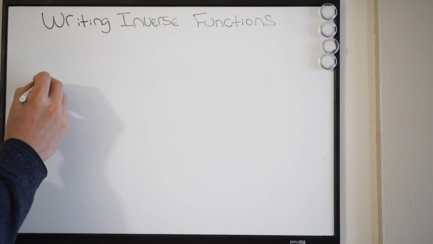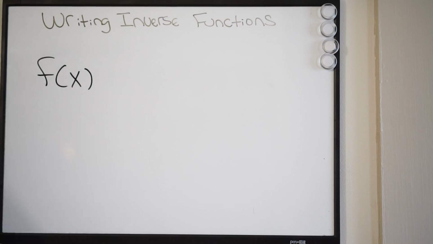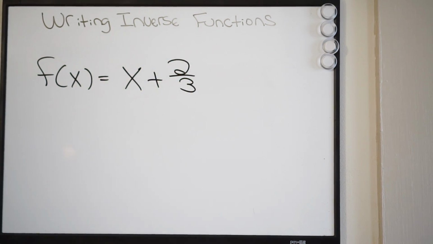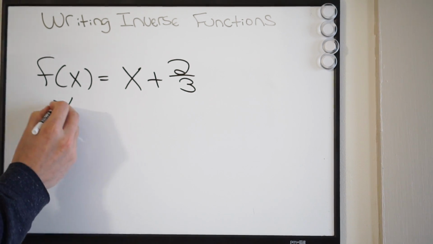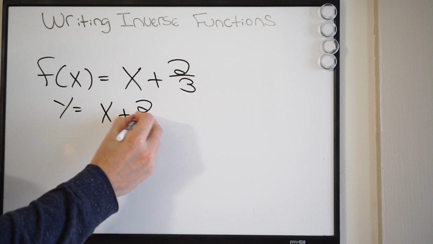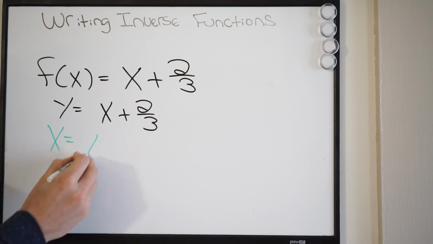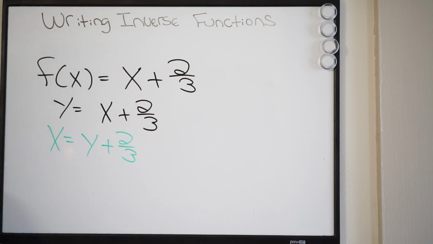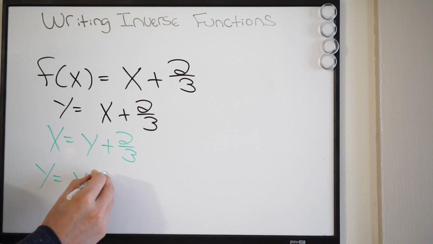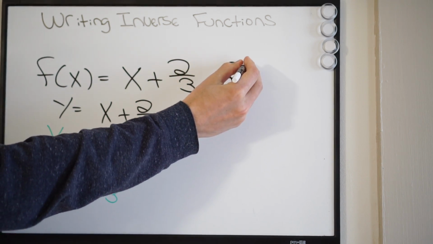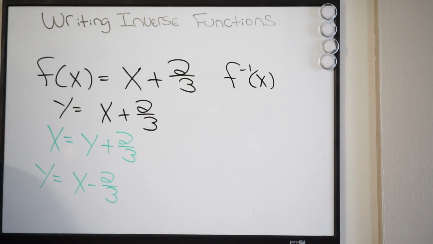So we can do f of x equals x plus 2 over 3. Again, let's just rewrite this as y. Y equals x plus 2 over 3. And now at this point, again, we just need to replace y with x and x with y. So let's do that. We get x equals y plus 2 over 3. Now let's just solve for y. When we do that, we get y equals x minus 2 over 3. So let's write that as the inverse.